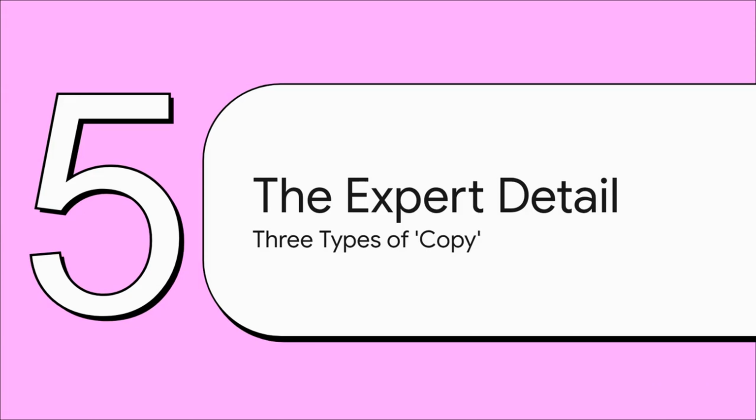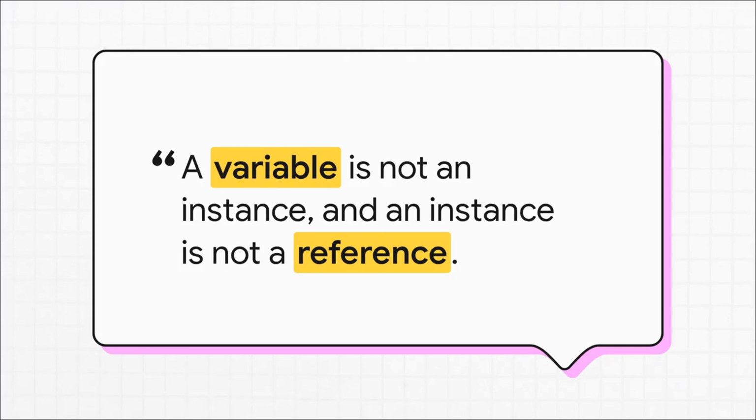All right, let's dive into one last detail, but it's a really important one that trips up a lot of people. It's about what copying actually means in your code. We need to separate three different ideas here. Let this one sink in for a second because it's the key to everything. A variable is not an instance, and an instance is not a reference. They might look similar in code, but they are three totally different things.